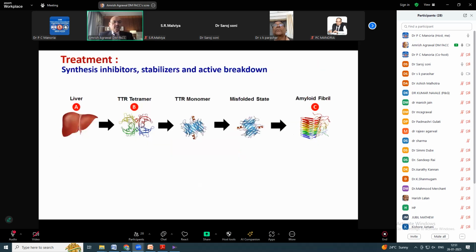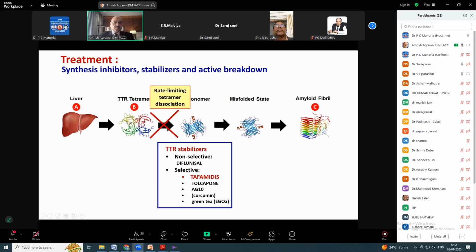Among the steps from amyloid formation to amyloid fiber deposition, like we discussed, the amyloid fibers are made in the liver as a tetramer, and these tetramers dissociate into monomers and misfolded state deposition. We can interfere at this in multiple ways, and the most common way is to prevent the dissociation of the tetramer into dimer and monomer, which we call stabilization. Why is this an important step? Because it is the rate limiting step of this pathophysiology. This particular step determines the process of dissociation. And there are a number of molecules which can act on it.